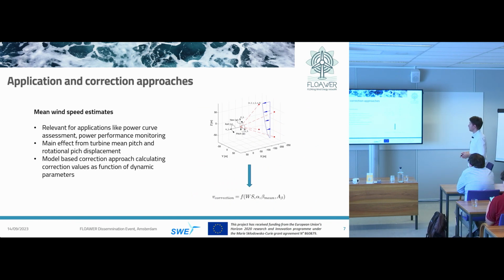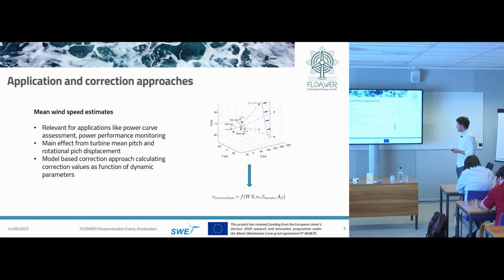So why is this important? As you know, time averaged wind speed estimates, like 10-minute averaged, are mostly relevant for applications like power curve assessments or power performance monitoring. And there, bias in the range of 0.1 meters per second can already make a difference. So we thought of how we could correct for this bias.